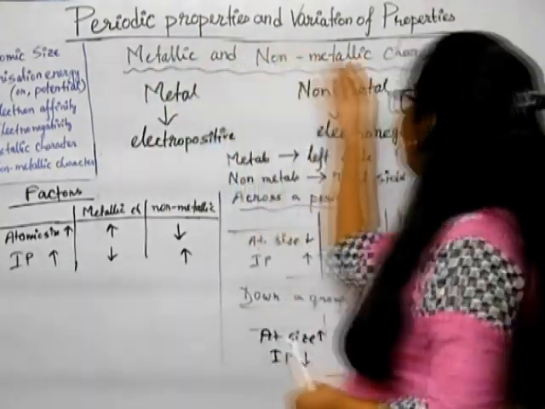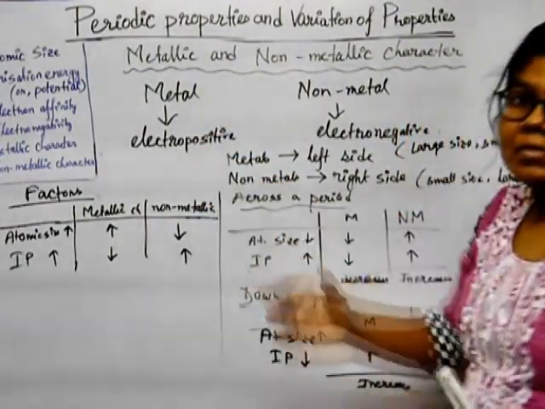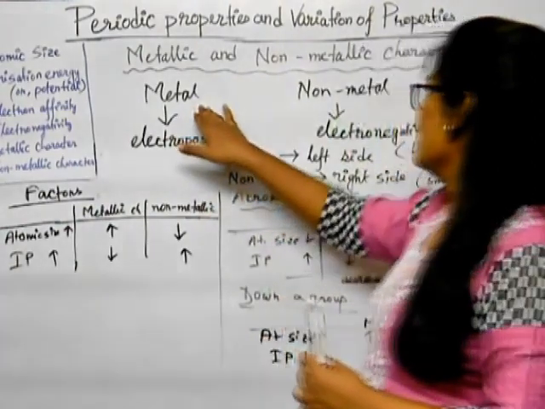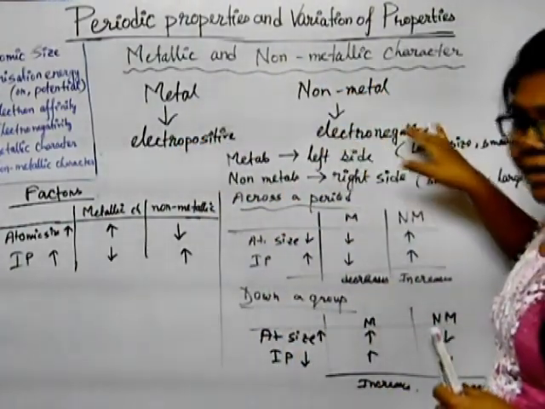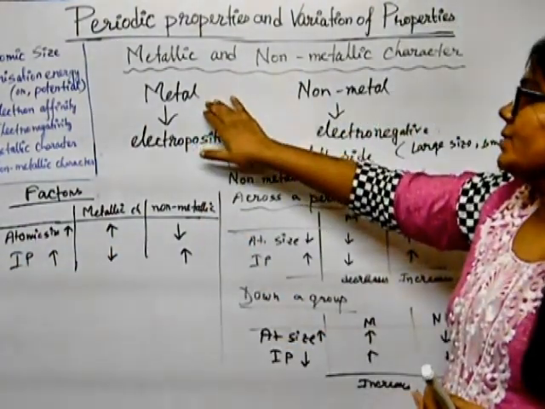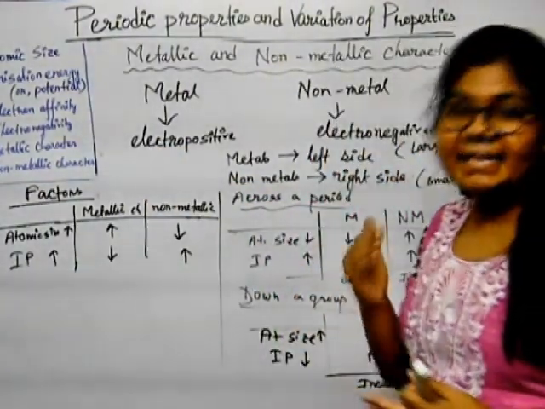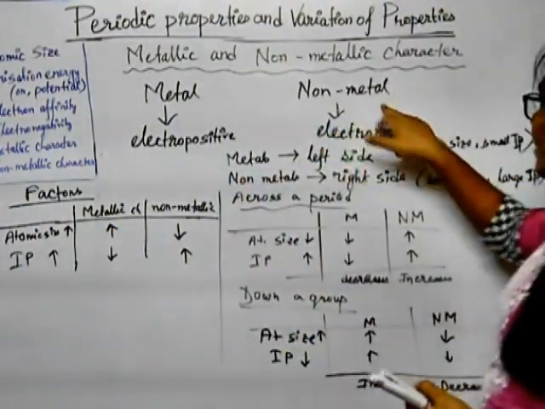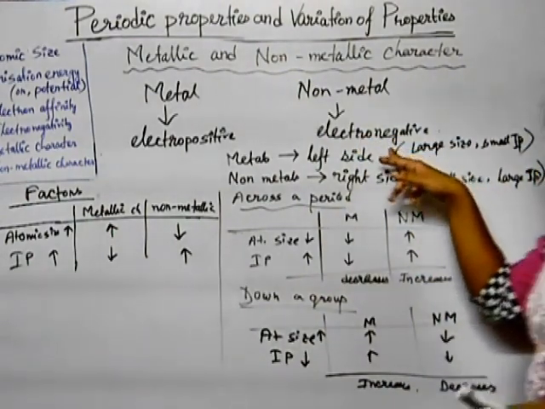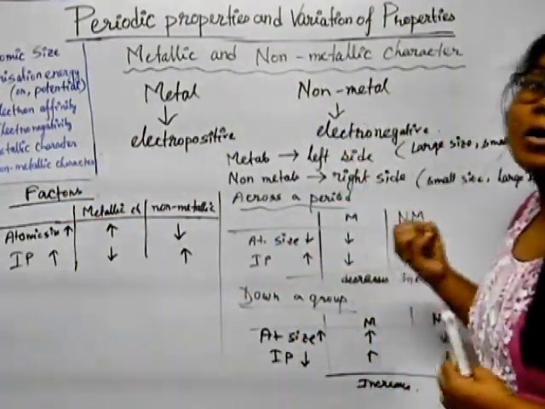Next is metallic and non-metallic character. What is a metal? Metals are electropositive. The atoms which can easily release electrons are called metals. Non-metals are electronegative, the atoms which can easily accept electrons. In case of metals, in the outermost shell there are 1, 2 or 3 electrons, so they can easily release electrons. And in case of non-metals, in the outermost shell there are 5, 6 or 7 electrons, so they can easily accept electrons to fulfill their octet.